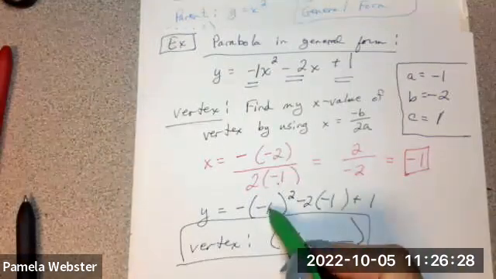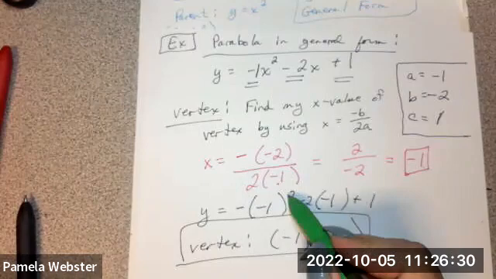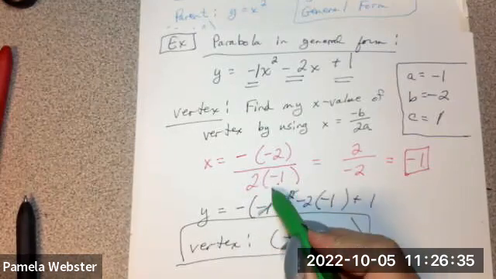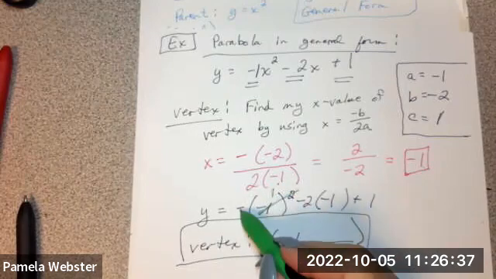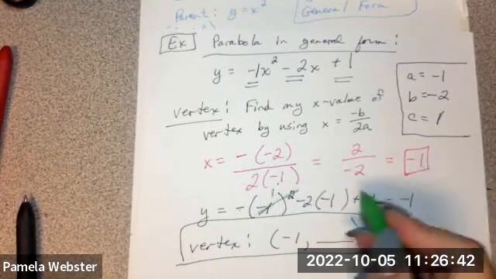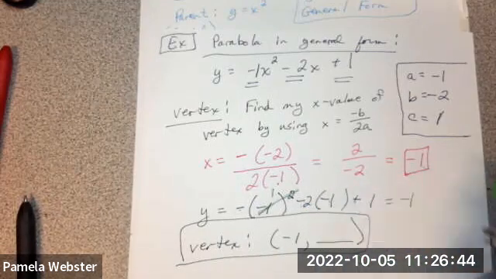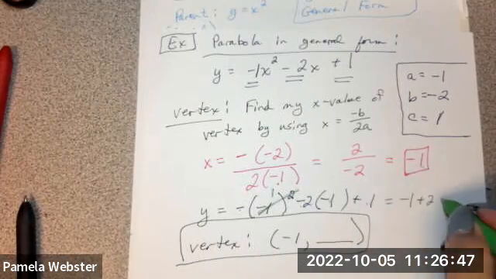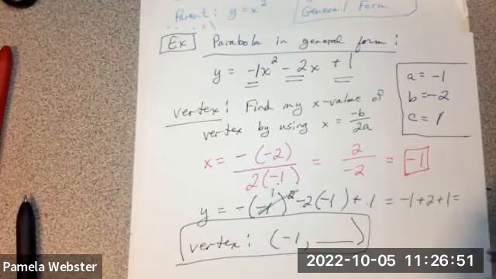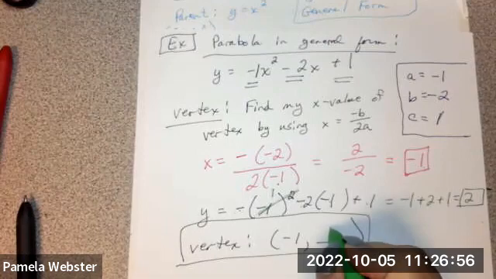So let's look. Inside of these parentheses, I've got negative 1 squared. A negative times a negative is going to be a positive. So that's going to be a 1. But then I know there's a negative out in front. So negative 1 for that first little bit. Then I've got a negative 2 times a negative 1. That's a positive 2. And then I've got a positive 1. So I've got negative 1 plus 3. So 2. That's my y value. And I'm going to stick it right there in the vertex. So I've got negative 1 comma 2 for my vertex.